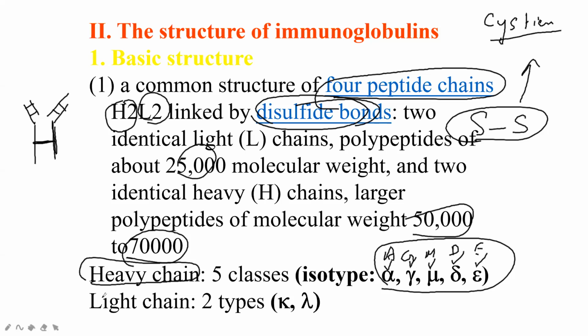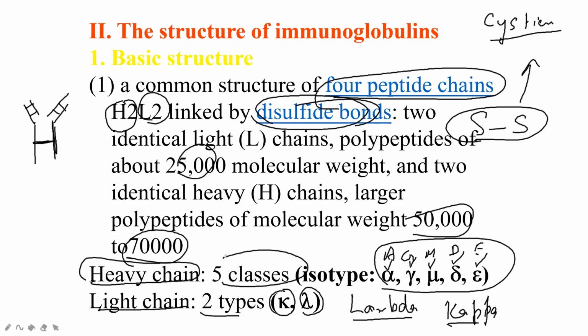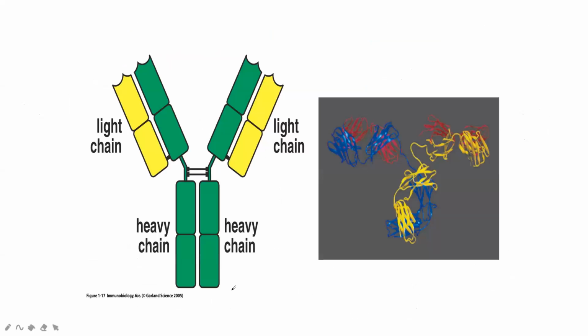Okay, let's see the light chain. The light chain has two types: one is kappa and one is lambda. There are two types of light chain and five types of heavy chain. Understand? Five types of heavy chain, two types of light chain.